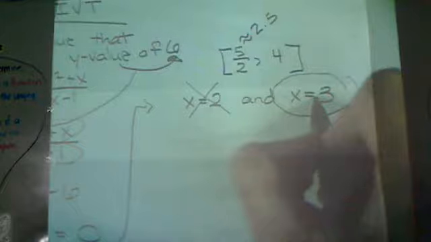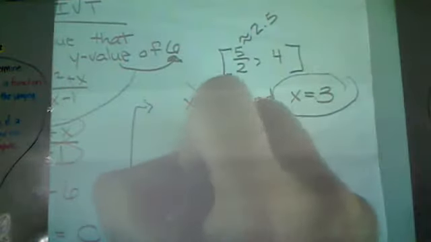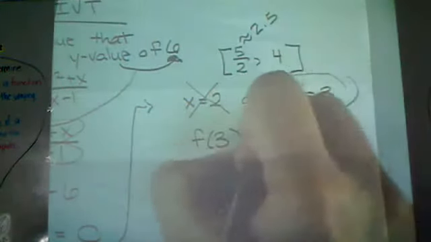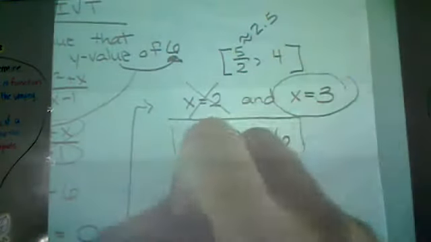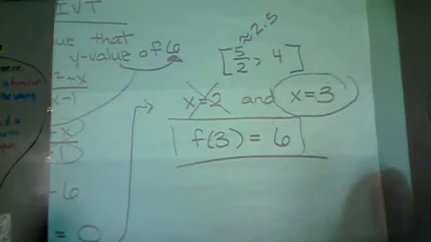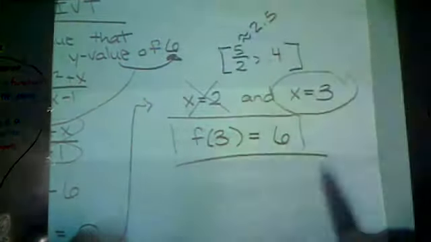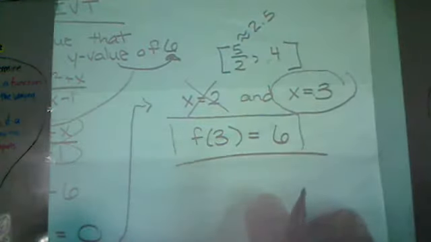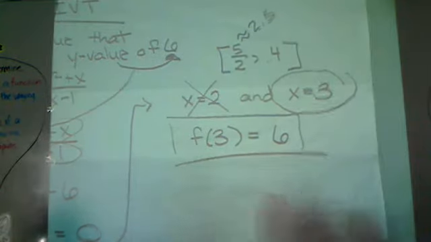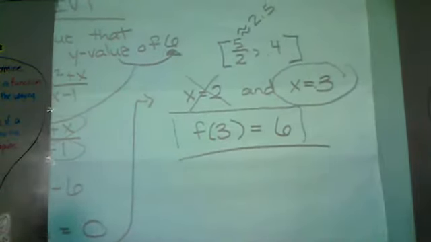When I plug 3 into the function, it's going to yield me an answer of 6. And there we go. That's the final answer. So we use the intermediate value theorem to prove that there was some x value within our given interval that would give us the y value that we wanted. Calculus is very much about proving that something works, not just doing the problem.